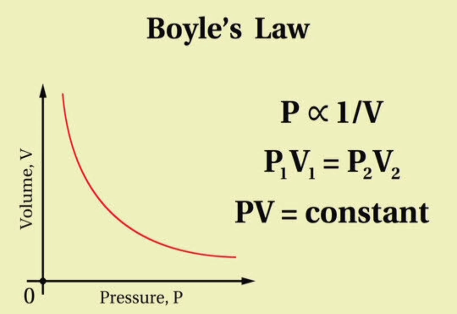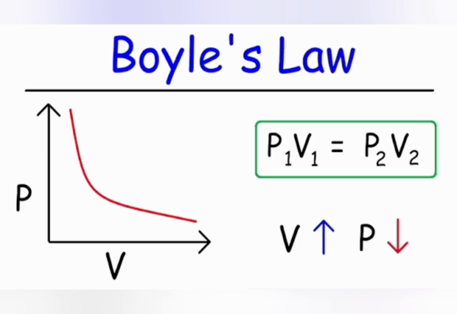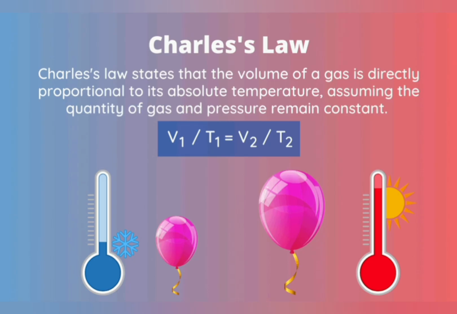An easy way to remember it is, Boyle's law deals with pressure and volume, and they move in opposite directions. Charles's law. Now let's look at Charles's law. Charles's law states that, at constant pressure, the volume of a gas is directly proportional to its temperature.